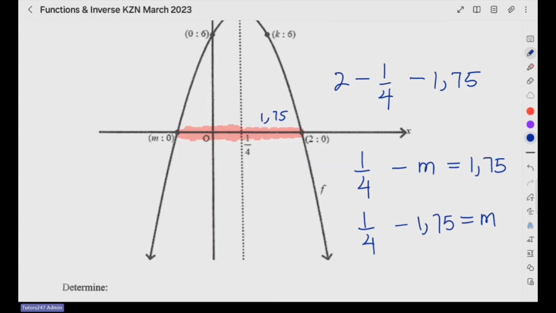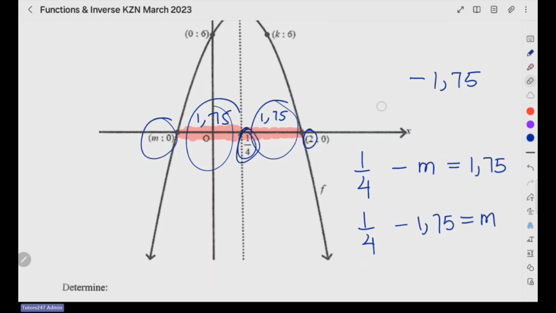All you needed to do was take 2, subtract 1 over 4, you get the distance in between. Take 1 over 4, subtract 1.75, which is the distance in between, and you can get m. Alternatively, you could have used your midpoint calculation.